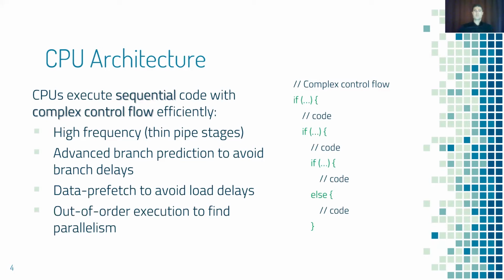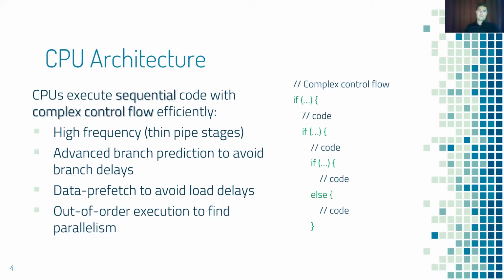Then CPUs feature advanced branch prediction, which allows them to hide branch delays. These branch predictors are so complex that they can take 30 or 40% of the CPU die. A data prefetcher is used to avoid load delays. Essentially, what the data prefetcher does is try to predict what data the CPU needs in the future, and then preload data from RAM into the caches, so that when the CPU actually needs that data, it will already be in the caches.